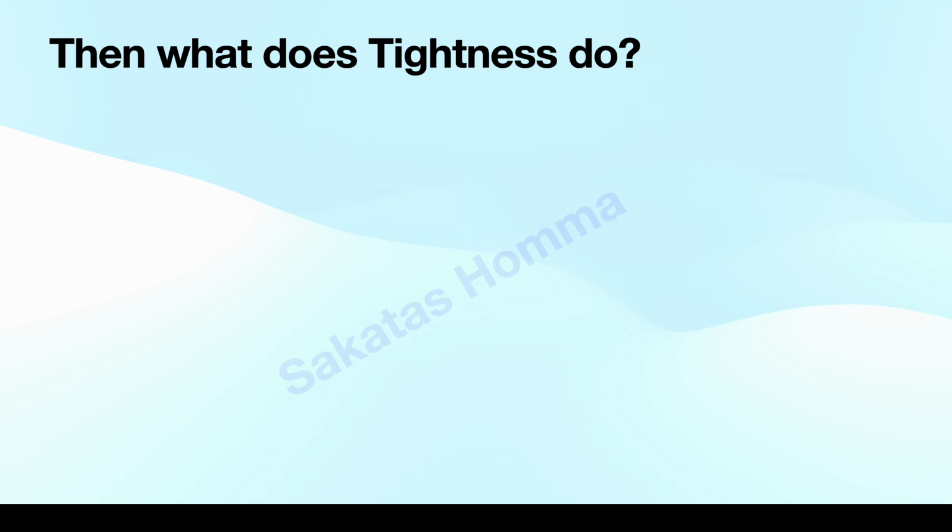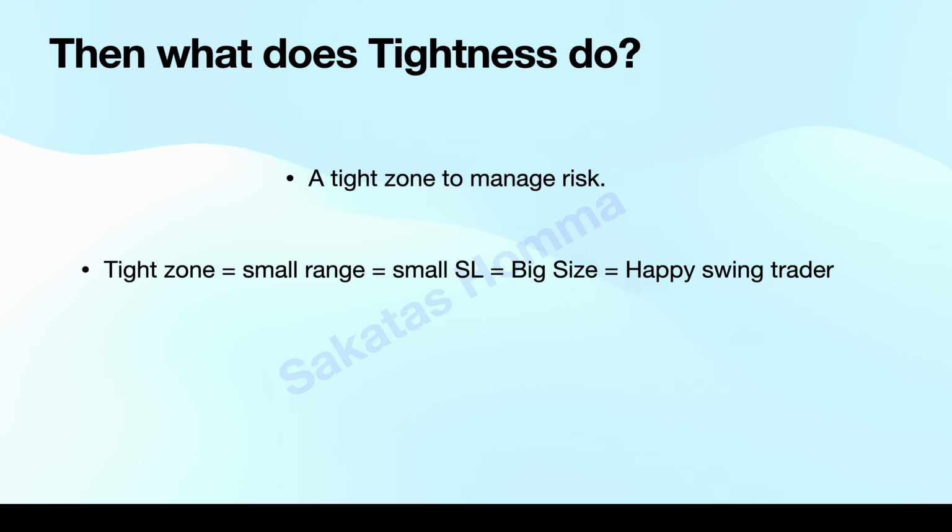So then what is the craze of this tightness, bro? That's the question, right? So what does tightness do? Tightness basically provides a very tight zone to manage your risk. Now, tight zone means small range. Small range means small stop loss. Small stop loss means it allows you to put up a big size. Big size with a small stop loss is basically a very happy swing trader, you know.